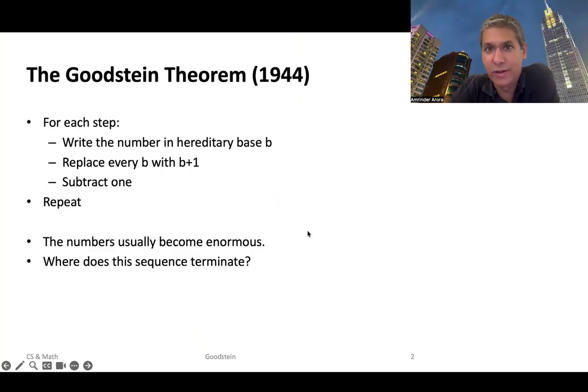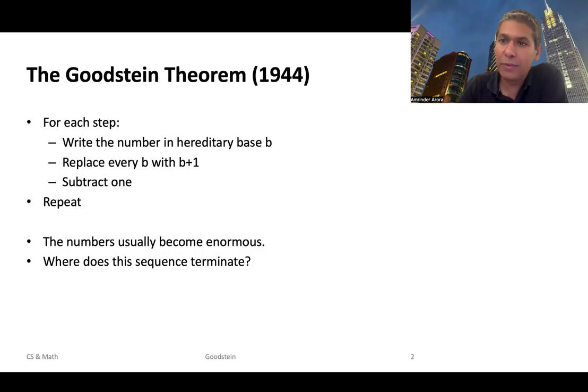So this is the Goodstein theorem from 1944. Here it's phrased as a question. I'll show you the theorem in the next step. Essentially, what it says is: start with a number, whatever number you have, and write it in hereditary base B notation. Let's suppose you start with base 2. So write that number in base 2 notation. That means write that number using only numbers up to and including 2, which means 1 and 2.